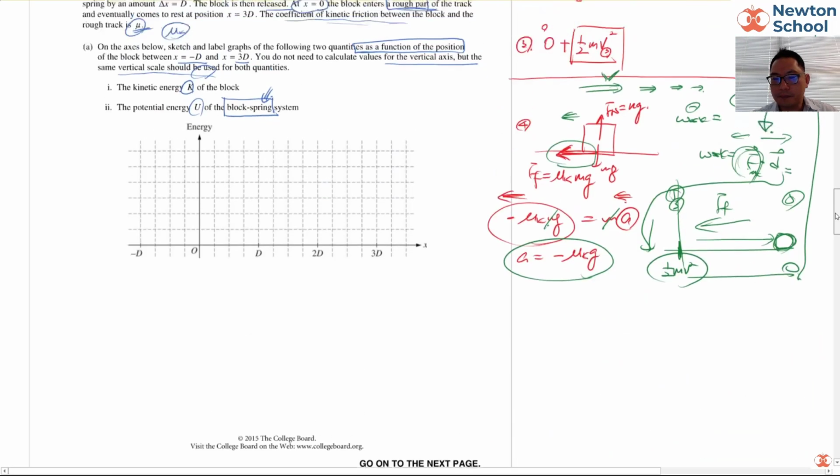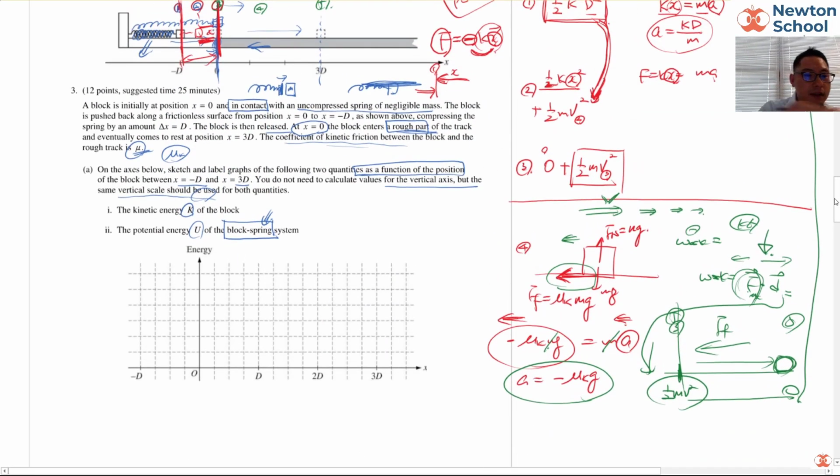Okay. All right, let's go back to this. So after the sketch, kinetic energy. What happened to kinetic energy? What happened to potential energy? Potential energy is 1/2 kx squared. So this is a quadratic format. You get the maximum potential energy at negative d. So it's probably going to go down like this, because it has to be quadratic.